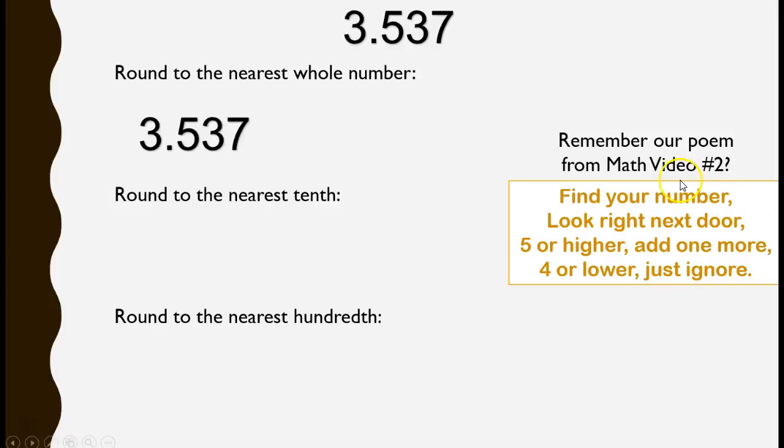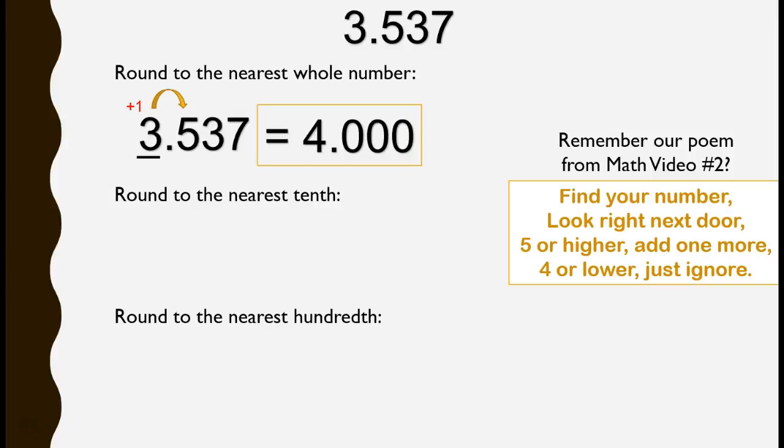Remember our poem from math video number 2? Find your number. That's the place value that we're rounding to, the nearest whole number. Look right next door. 5 or higher, add 1 more. 4 or lower, just ignore. So we're going to add 1 to the 3, and then everything to the right is going to become a 0.